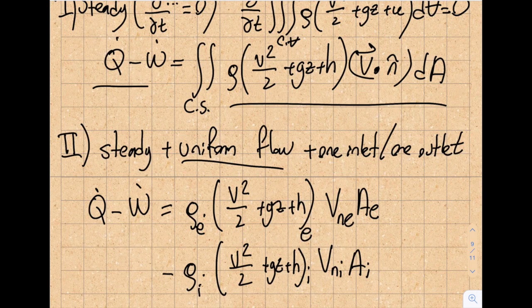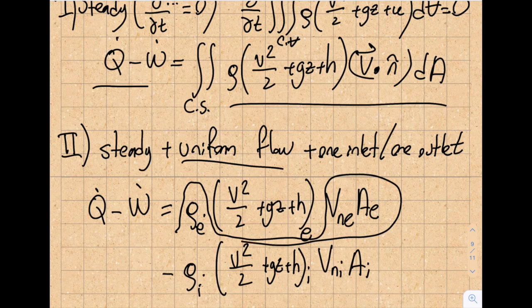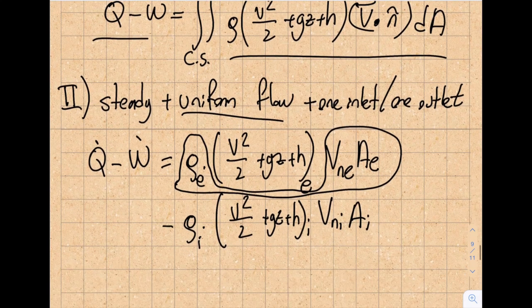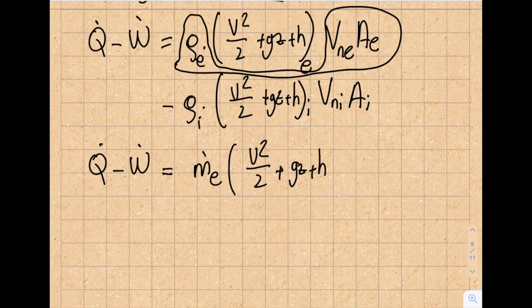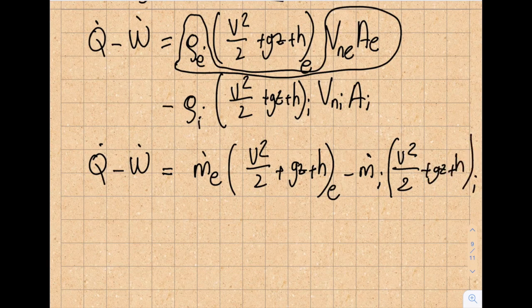So you may have remembered, and I discussed this before as well, what is the combination of these three multiplication terms? That is something called m dot, the mass flow rate, and the unit of it in SI is kilogram per second. So we have m dot exit times V squared over 2 plus gz plus h at the exit, minus m dot inlet times V squared over 2 plus gz plus h at the inlet.